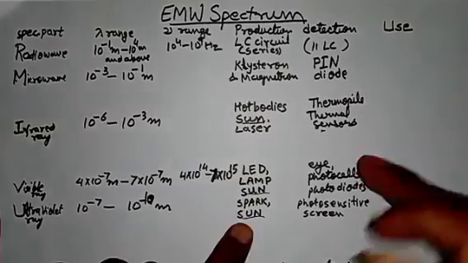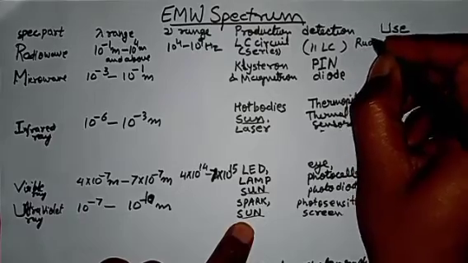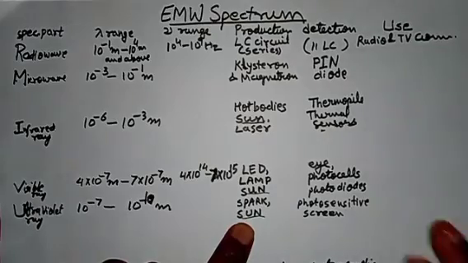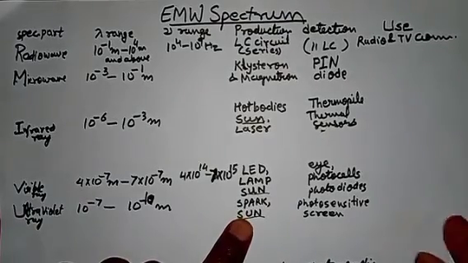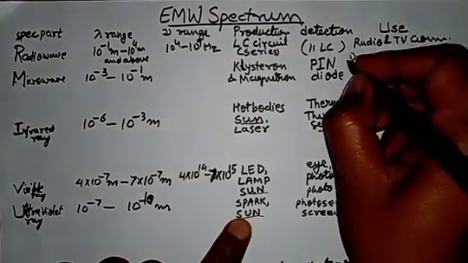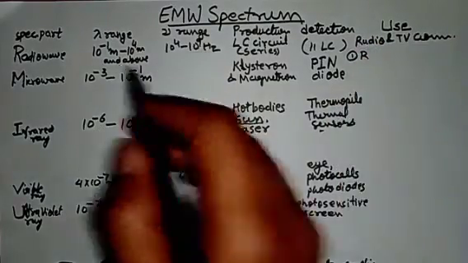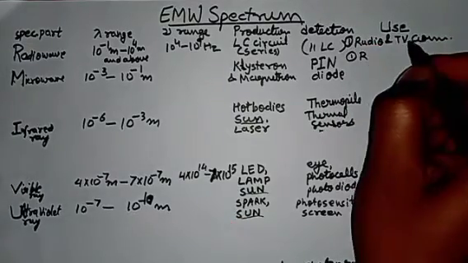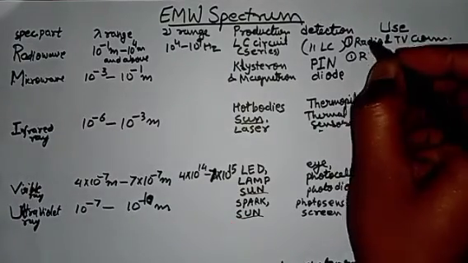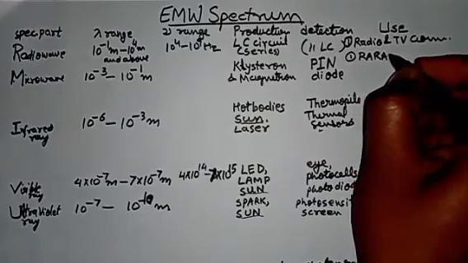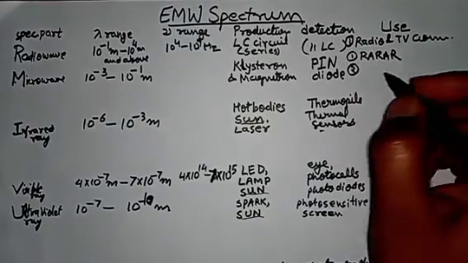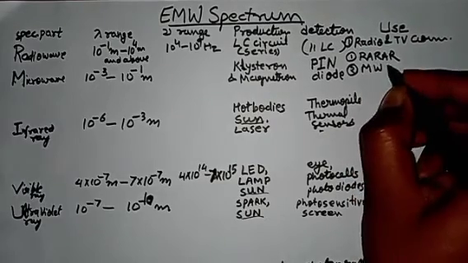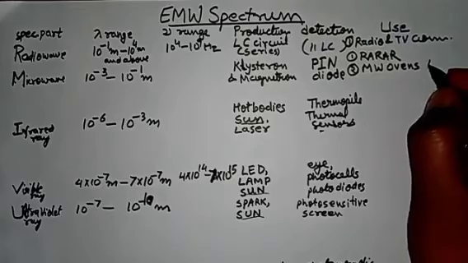Radio wave is used in radio and television communication. Microwave is used in radar. So this is for radio wave. Now for microwave, one and only, radar. Second, to cook food in microwave ovens.